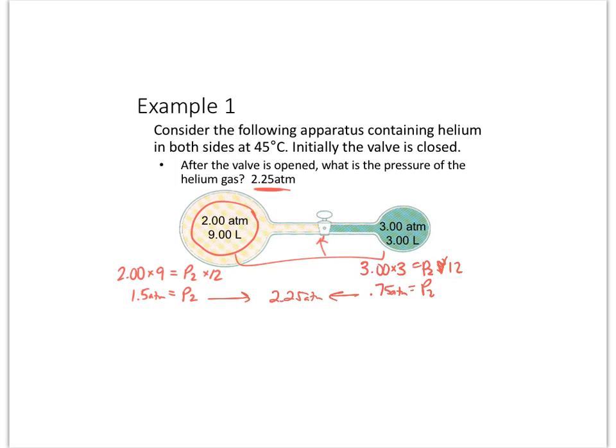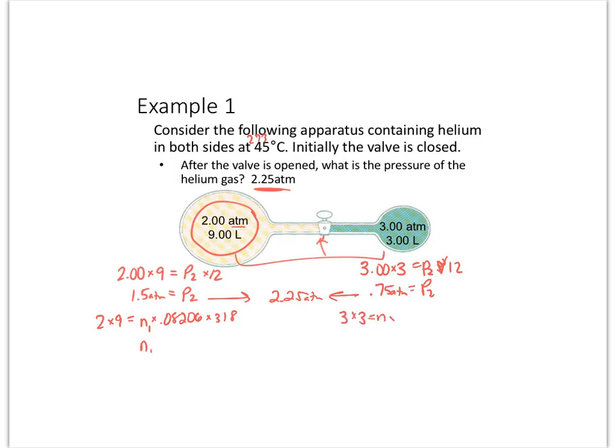The other option I have to solve this problem is to do PV equals nRT for both gases, get the total number of moles, and then do PV equals nRT again, which is more cumbersome, but it works. So I could do PV equals nRT. I'm using this R value because I'm using atmospheres as my pressure unit. Temperature 45 plus 273 is 318 Kelvin. So I can get the moles of the first one.